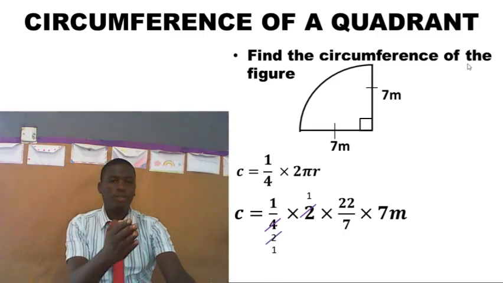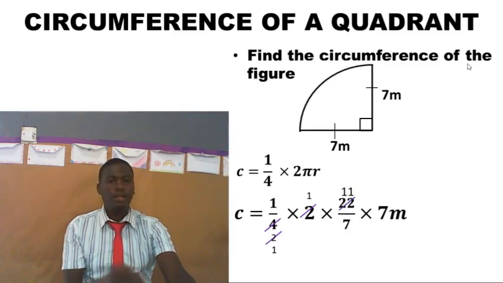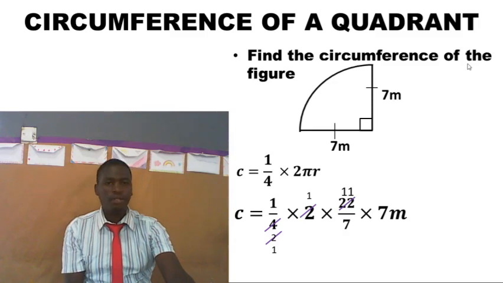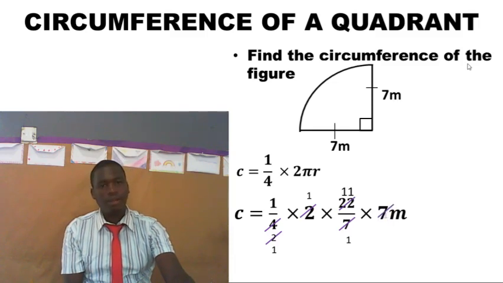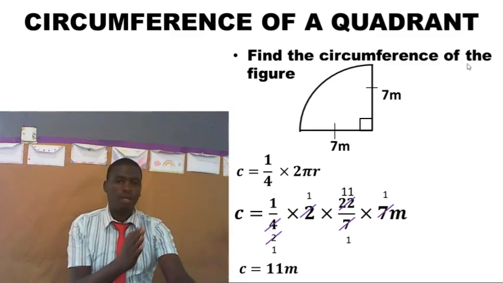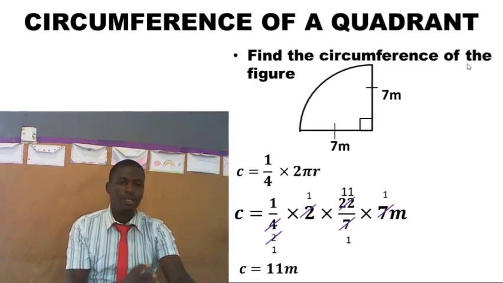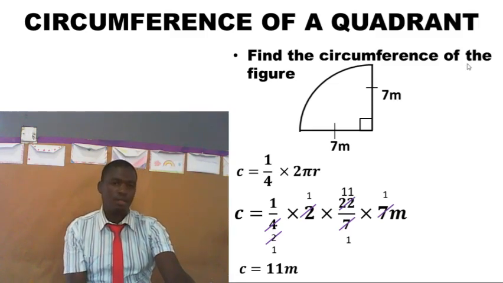Which other number can be divided by 2? 22 divided by 2, what are we going to get? 11. Then look at this, 7 and 7. By 7 here, we shall get 1. And by 7 there, we shall get our 1. What is the next step? We shall have our circumference as 1 times 1 times 11 times 1, which gives us 11 meters.